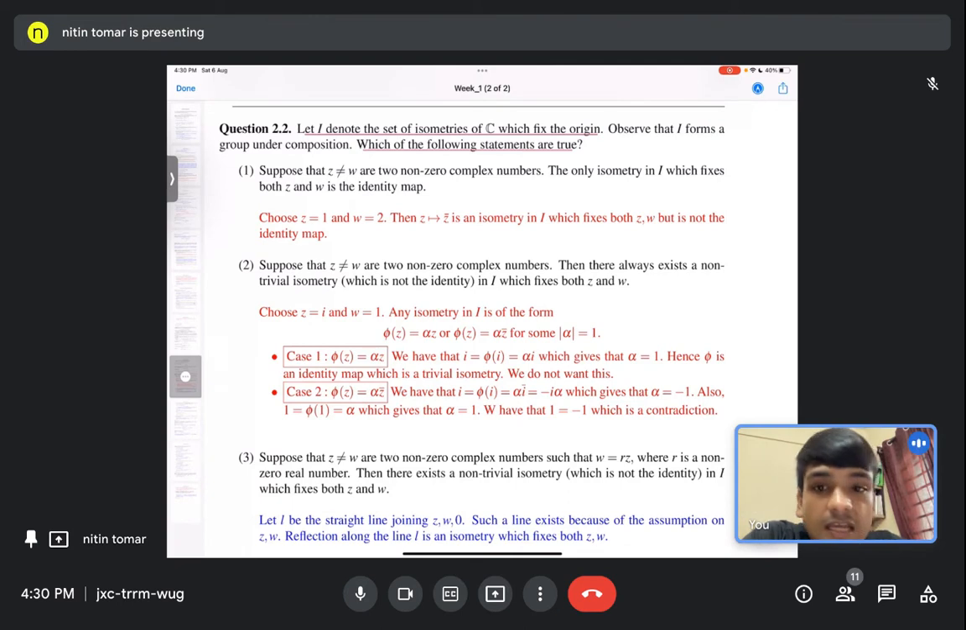So, for the statements, I have given the solution in blue color where the statement is correct, and in red color where the statement is false. So, suppose that z is not equal to w, two non-zero complex numbers. Then the only isometry in I which fixes z and w is the identity map. This is false. Why? Because choose z equal to 1 and w equal to 2. Now these are two non-zero, unequal complex numbers, right? They are real numbers, so they are complex numbers also.